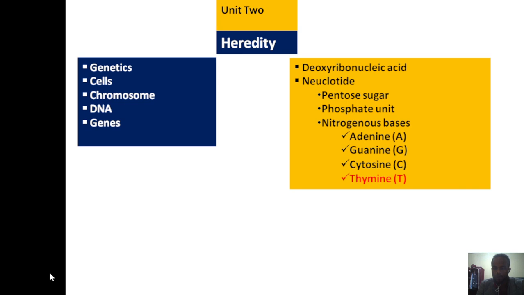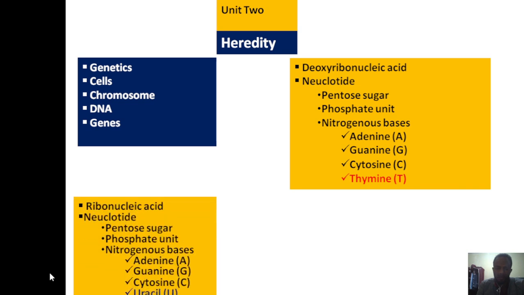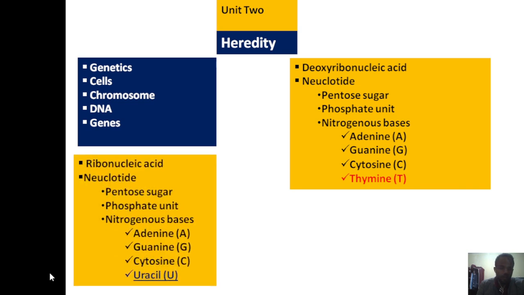The other nucleic acid type is ribonucleic acid, which we call RNA. RNA is similar to DNA, but they are different in nitrogenous bases, in their stability, in their structure, in their chemical form. One of their differences is in the nitrogenous base. There is uracil in RNA, whereas uracil is replaced by thymine in DNA. So these are the basic differences.